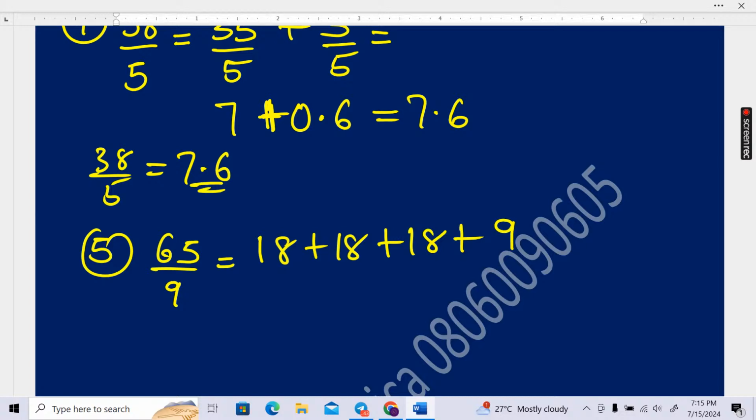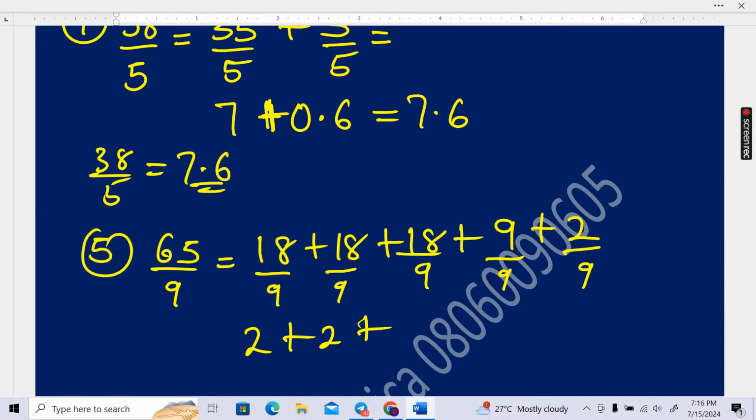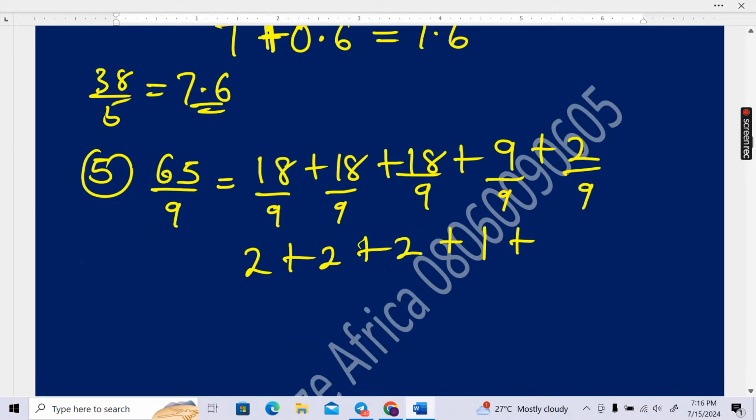Plus 9. We have plus 9 because 54 plus 9 is 63, then plus 2. Now, all these are multiples of 9. So we'll be dividing everything by 9. You can quickly do this in your head, really, in less than 10 seconds. So 18 divided by 9, that's 2 plus 2 plus 2 plus 9 divided by 9, that's 1 plus 2 over 9. Everybody type in the comment section for me what 2 over 9 is in decimal.